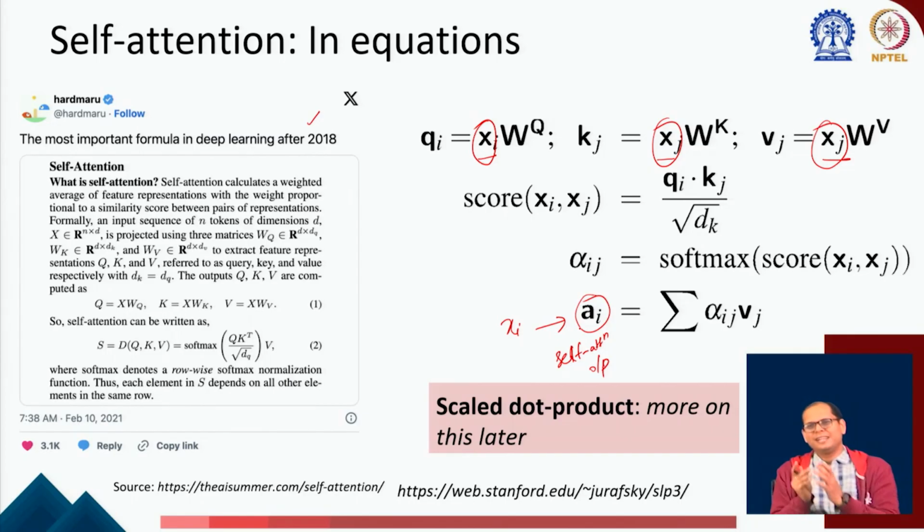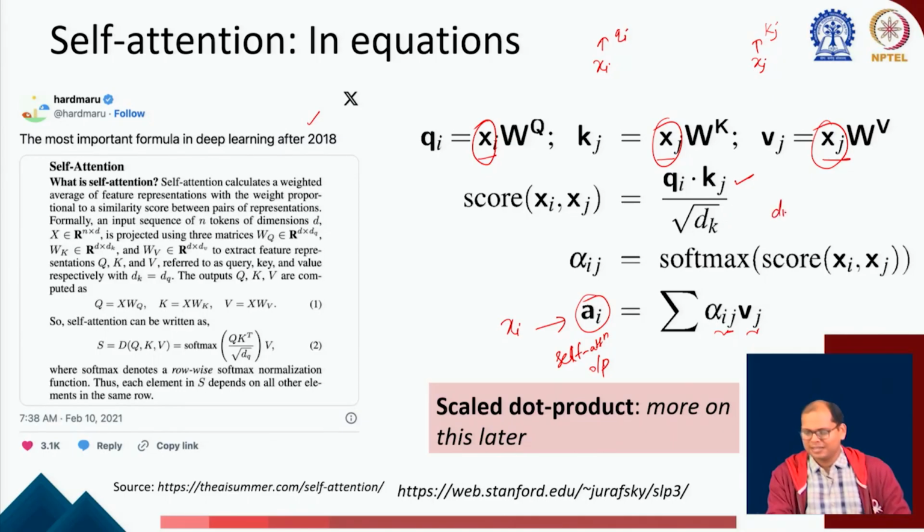And how will I compute it? It's a weighted average of all the values, right? So in the sequence, for all j's, I'll take a weight alpha ij times vj. Alpha ij denotes, from the ith word, the weight for the attention over the word j. The attention that the ith word is putting over the jth word in the sequence. Now how do I compute alpha ij? For the ith word and jth word, I'll get the query from the ith word, I'll get the key from the jth word, and I take a dot product qi dot kj. But in the actual equation, I divide it by another scaling constant, square root of dk.